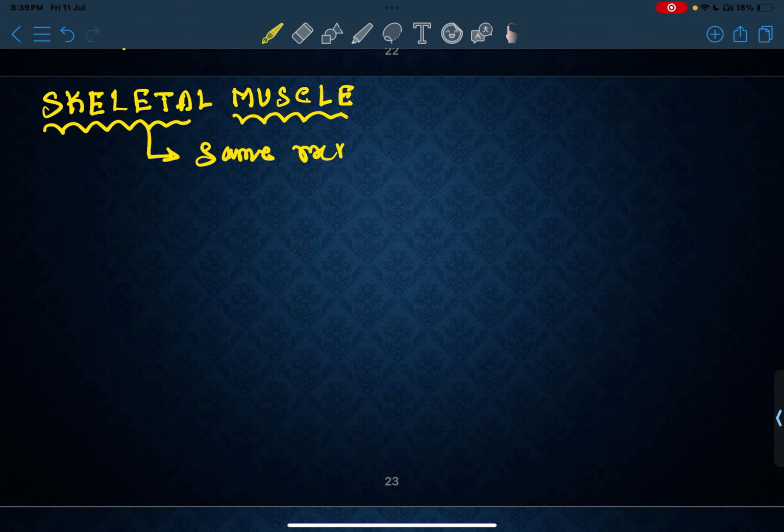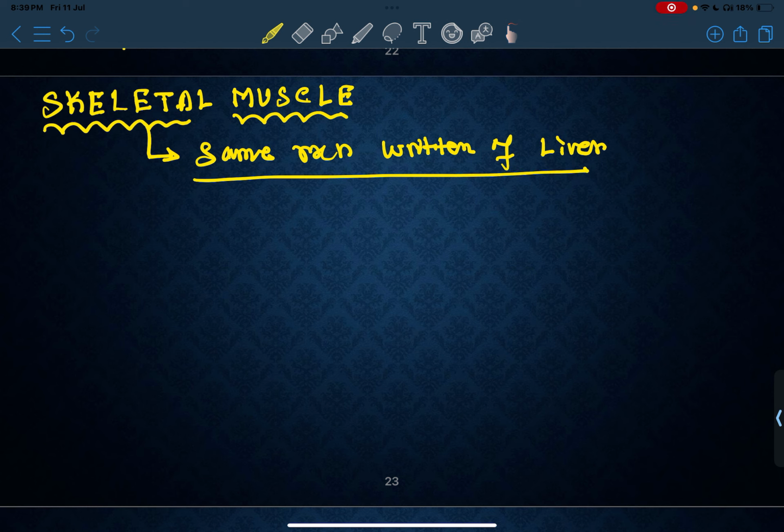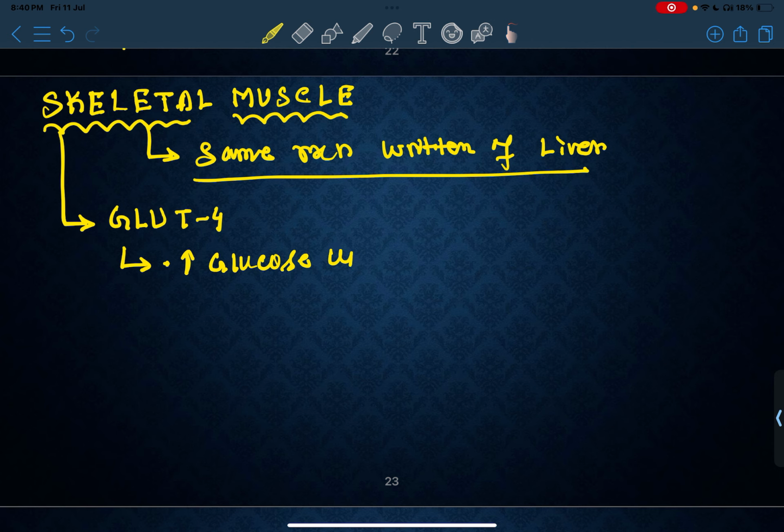Same reaction written on liver. Same to same is happening for the skeletal muscle. Okay. So what are the things increasing in skeletal muscle? Obviously, GLUT4 is increasing. GLUT4 is increasing. So increase glucose uptake.